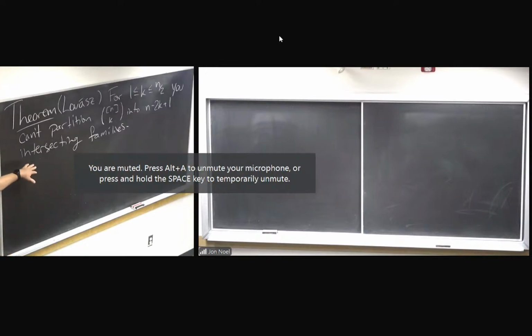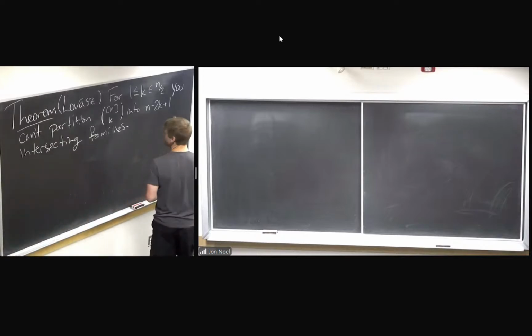So yeah, we're going to prove this theorem, right? So we remember Erdős-Ko-Rado, right? The biggest intersecting family has size n choose k minus 1, or sorry, n minus 1 choose k minus 1. This is kind of related, right?